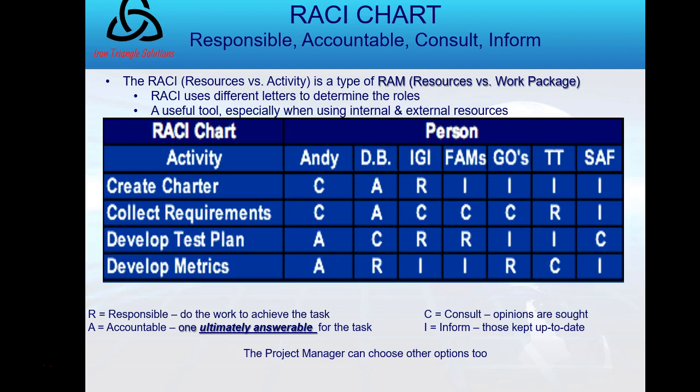When it came to developing the test plan, they asked me to be accountable, so I accepted that. I consulted with several. The SAF is the Secretary of the Air Force, and I made responsible the IGI division and functional managers, or FAMs, for certain activities, and I informed the general officers and a Tiger team associated with it. Similar construct for metrics. Again, a RACI is a type of RAM, and the RAM is about work packages and owners. This is about activities and owners in their role.